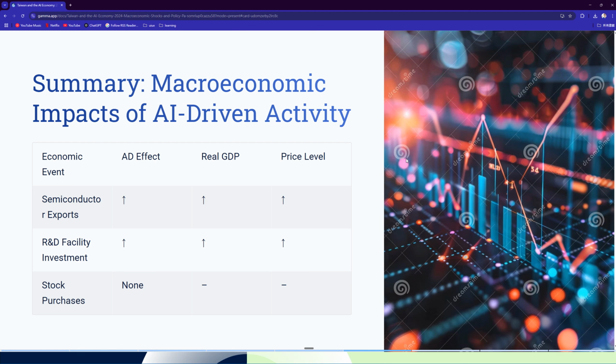Finally, when foreign investors buy Taiwanese TSMC shares, it counts as portfolio investment, not real investment. This does not increase aggregate demand directly, therefore it has no short-run effect on real GDP or price level. It may indicate investor confidence, but it's not an immediate driver of output or inflation.